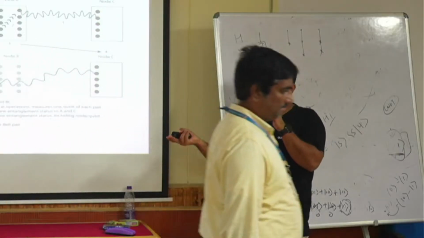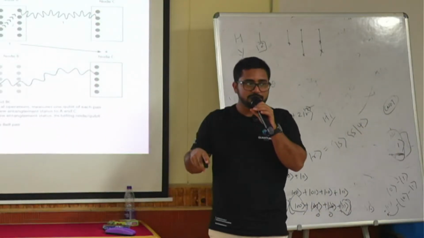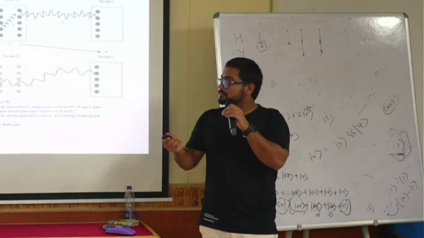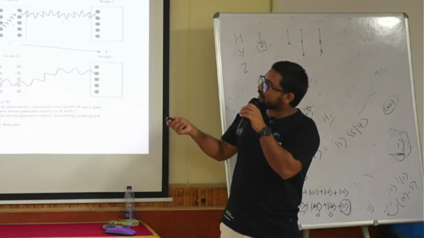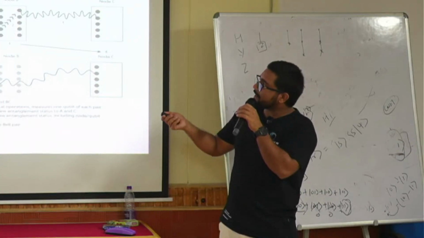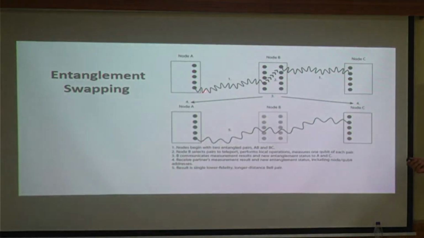So you cannot copy a quantum signal. So what will you do? This is something called entanglement swapping, where by using some devices you can store your entanglement, which is called quantum memory. I will come to that. So you have to store your entanglement and then you have to swap a common part.